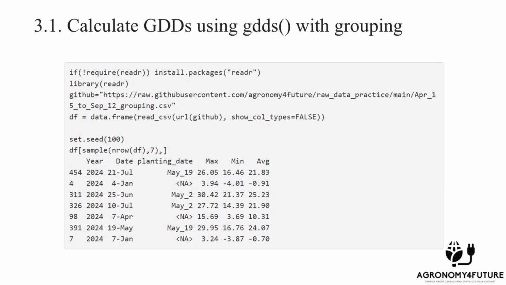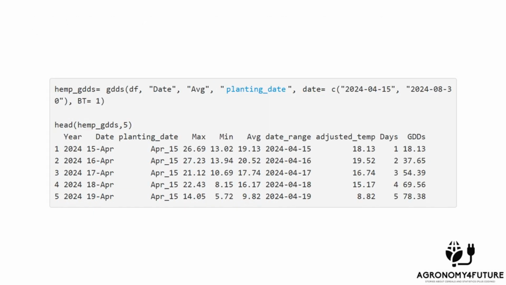Sometimes, temperature data has groups, and in this case, this code allows calculating growing degree days by group. This dataset shows daily temperature data for different planting dates, and I want to calculate growing degree days for each planting date. In this case, let's say I'm growing industrial hemp with a base temperature of 1 Celsius. Growing degree days for industrial hemp was calculated by each planting date.